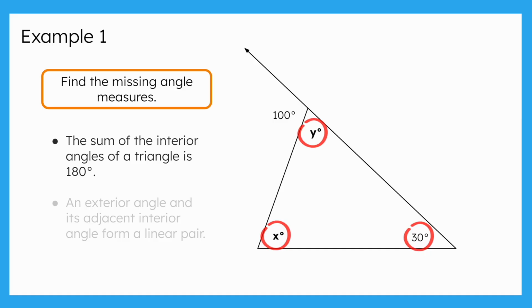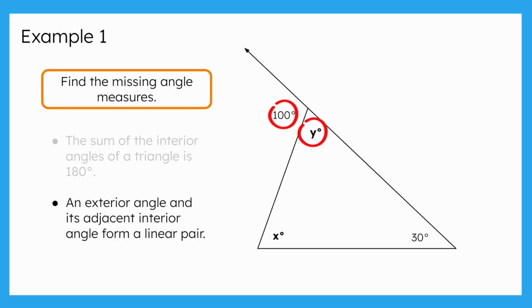I also know that an exterior angle and its adjacent interior angle are a linear pair. That means that the sum of their angle measures is 180 degrees. If the exterior angle is 100 degrees, then the adjacent interior angle must be 80 degrees.